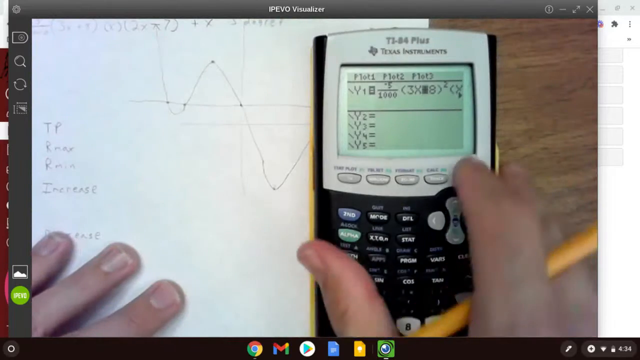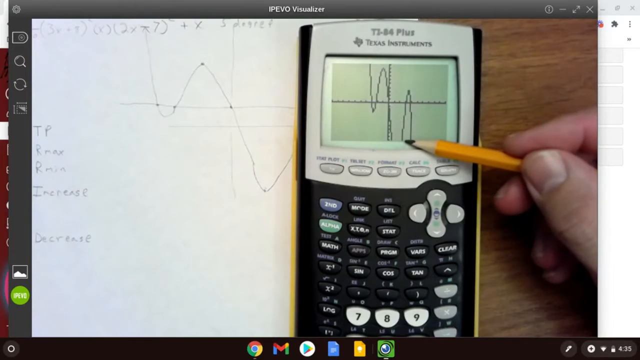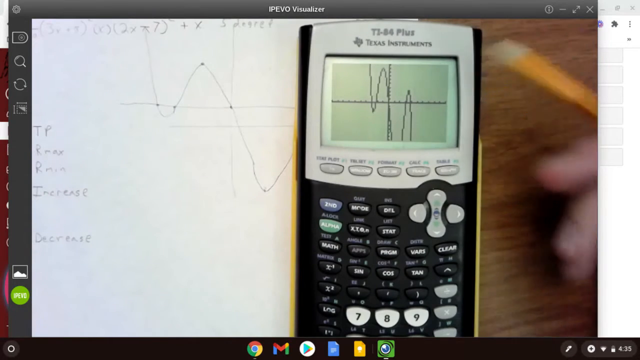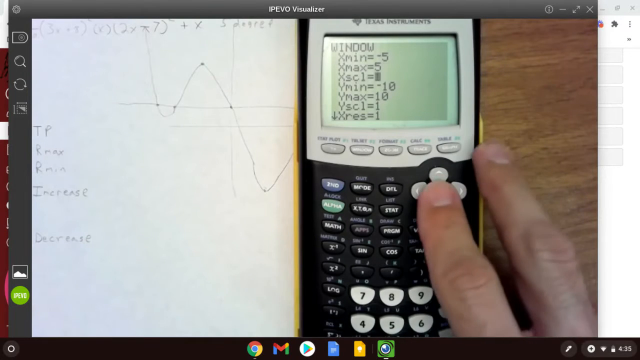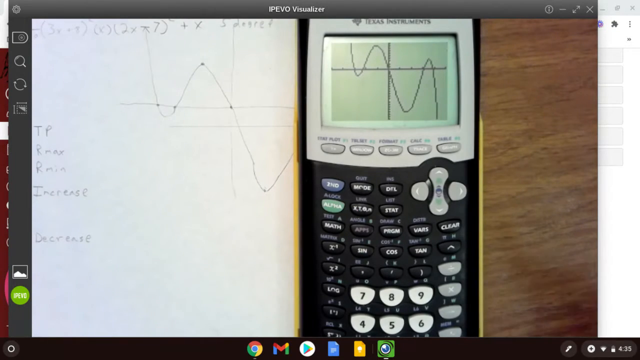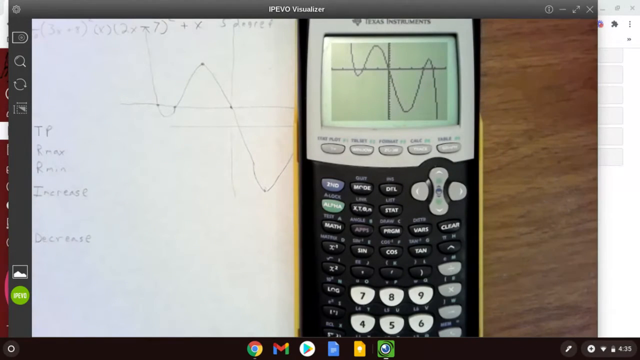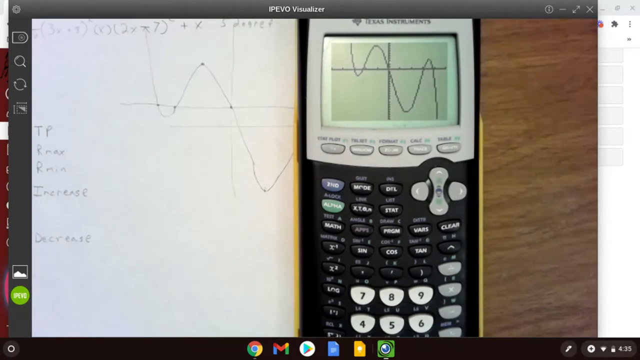So I've got the graph here for you, but now I need to clean it up. I'm going to make my y minimum a little lower, and I'm going to do the regular thing with the x values, make it negative 5 to 5. And for my y minimum, I'm going to try negative 20 this time. Graph that. Let's see if that does it. Yep, negative 20 did just fine. So we have 1, 2, 3, 4 critical points, 4 turning points, 2 minimums, 2 maximums.